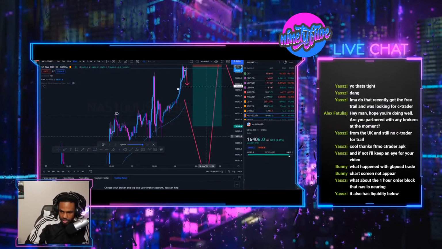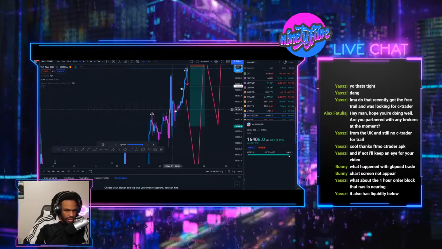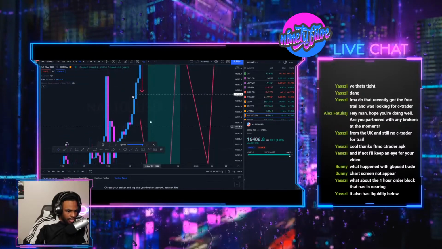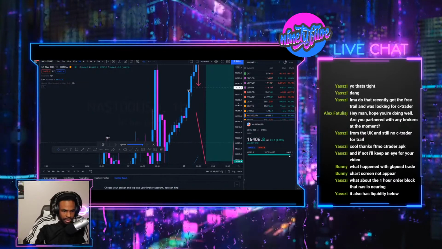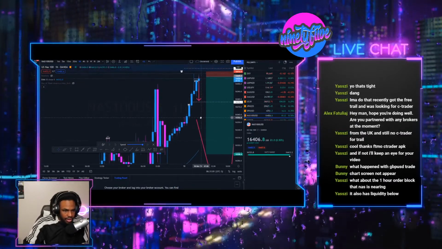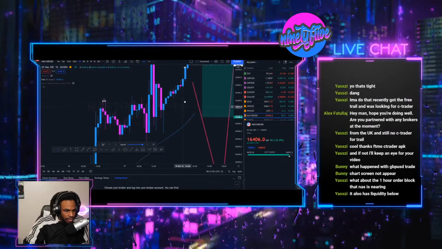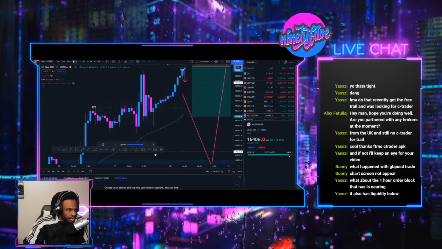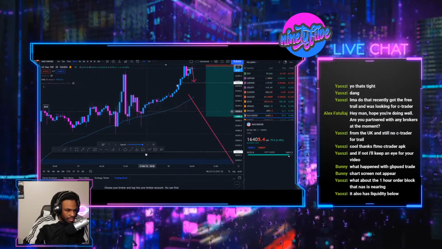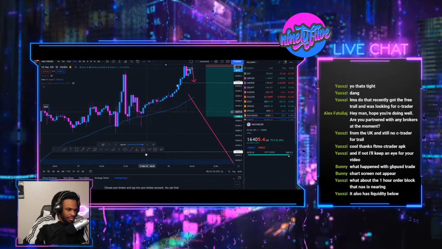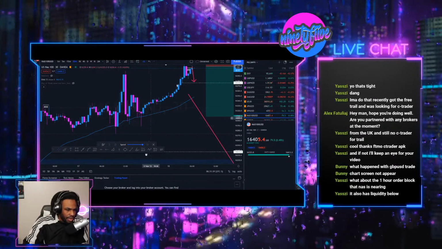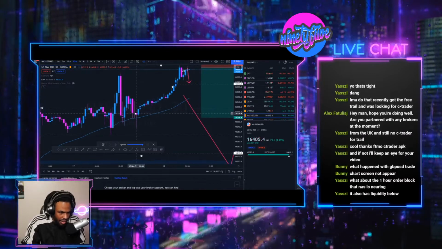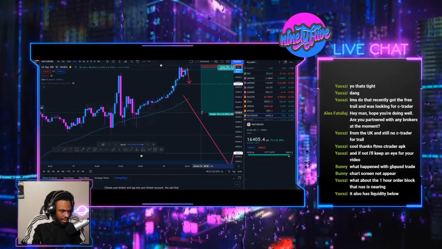It says, what about the 1 hour order block that NAS is nearing? Let me see. 1 hour order block. I personally don't see one that I would trade. The only thing I would consider an order block that's anywhere near it is, it's not on the 1 hour. Yeah, I'll say maybe here if you want to consider this an order block. That looks like a solid one. Crazy long wick. But that hasn't been mitigated yet, so I honestly take profit probably right there.